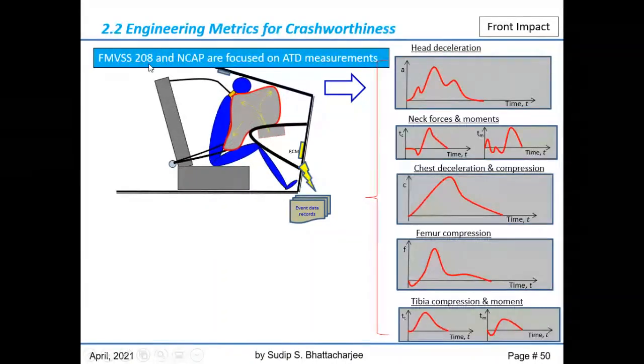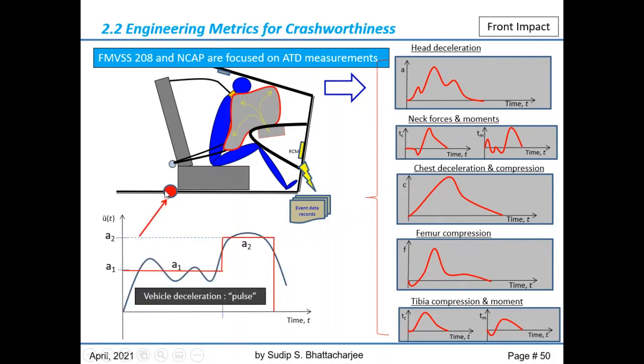The FMVSS requirements as of today and the new car assessment programs in the US are primarily focused on the instrumented dummy responses to understand the crashworthiness of the vehicle. In those tests, there are also instruments in the vehicle structure. For example, we can see what the deceleration in the vehicle structure is during an impact test, like a front impact test.